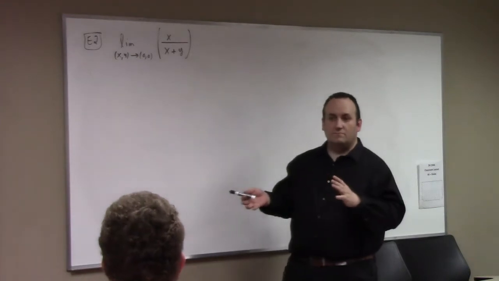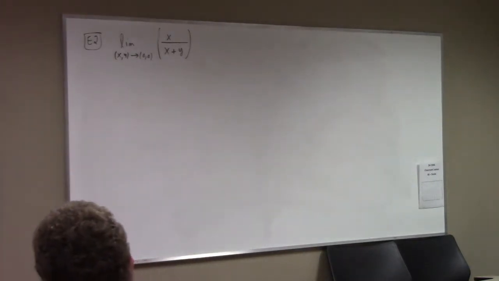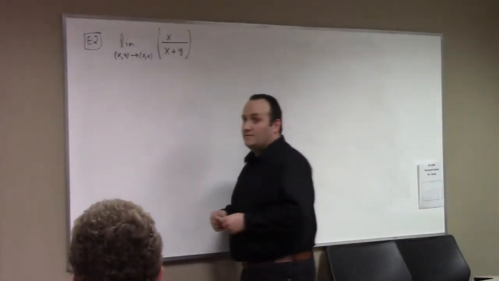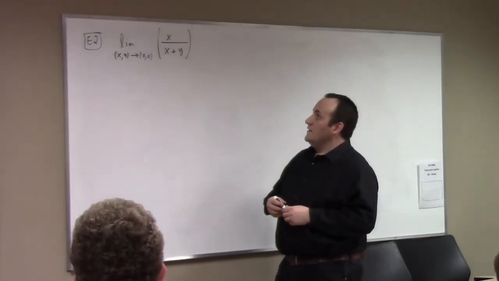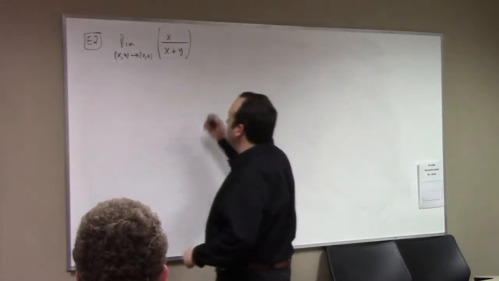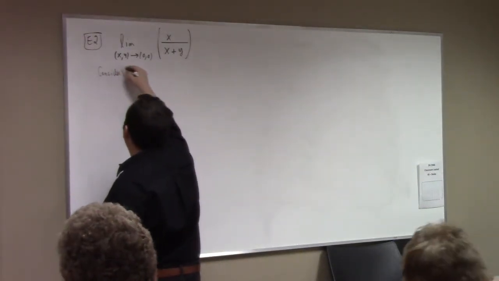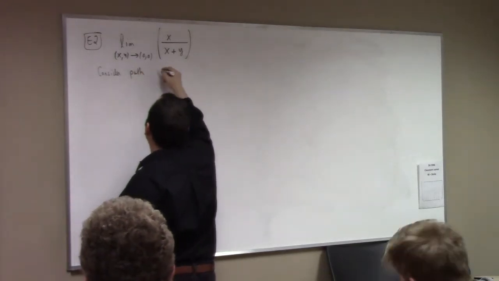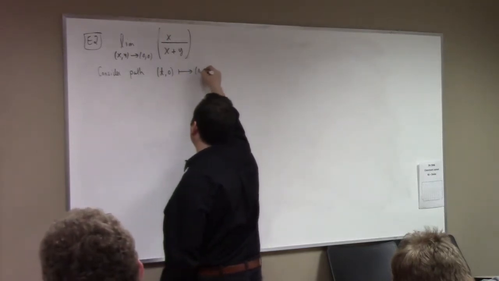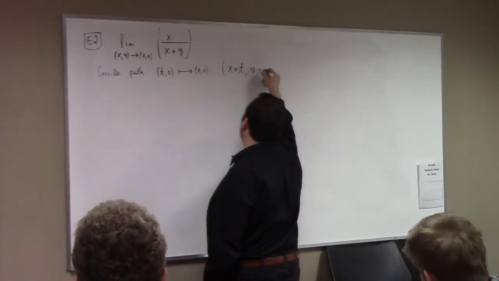So, first of all, this is not like example 1. Can we just plug in the limiting point? No, no can do, because if you do, you get 0 over 0, which is indeterminate. So what we can do is consider path limits. So consider the path t comma 0 maps to (0, 0), aka x equals t, y equals 0, right?